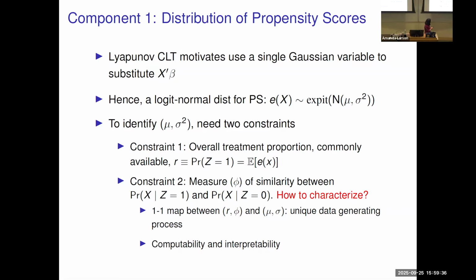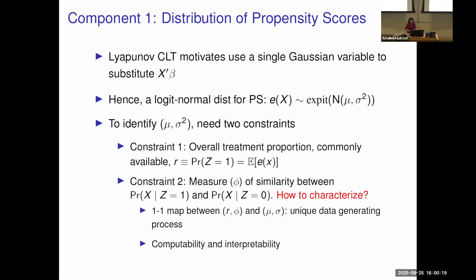One is I want to have this, I can call this phi. I don't know how to do this yet, but I want to have a measure so that, between R and phi, people can specify. There needs to be a one-to-one map between these two. This is not automatic. I need to give a one-to-one map so this can uniquely identify the data. The other is that it needs to be easy to compute, because a PI might come to you and give you an R, or a phi, and you need to go from that to resolve my mu and sigma. If it's hard to compute, then it's a problem, right? You need to identify how to compute.